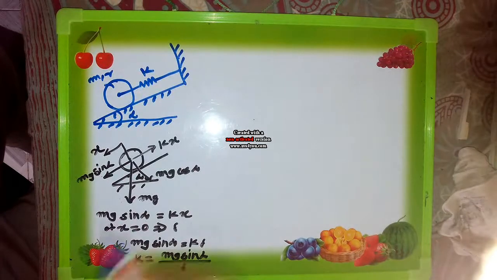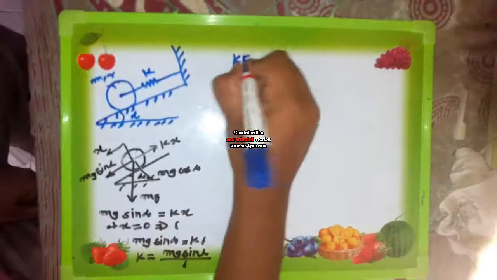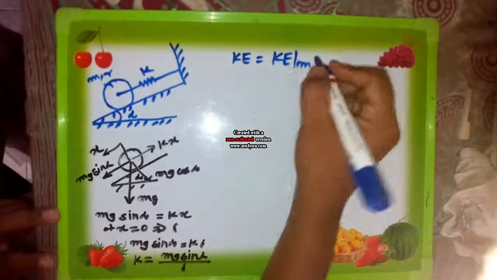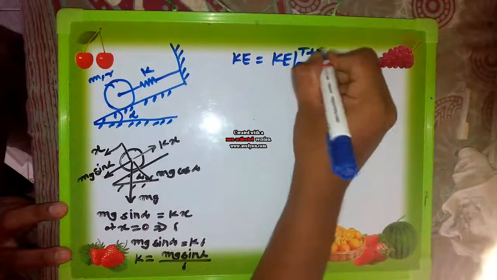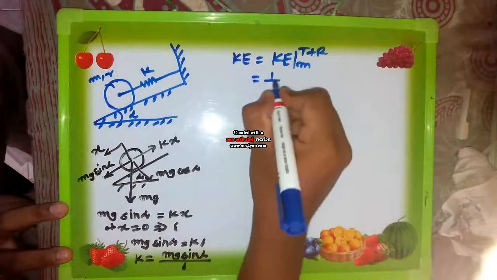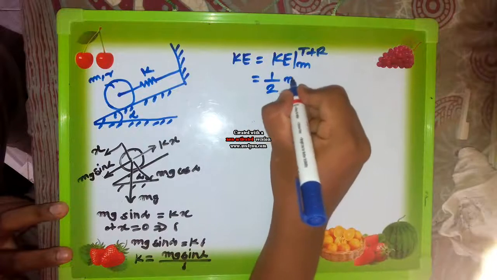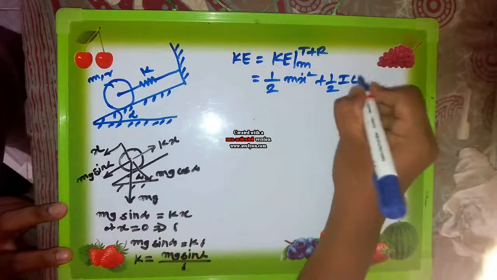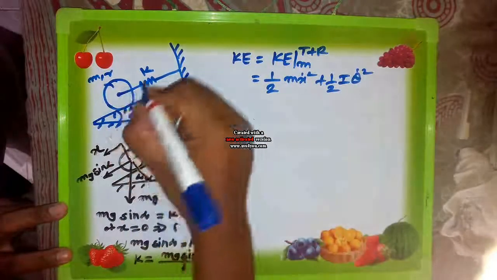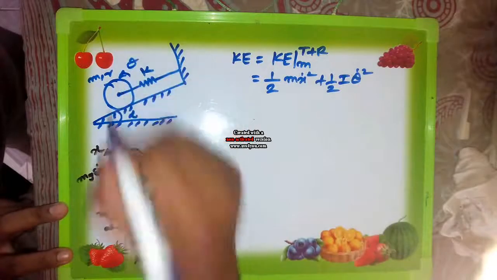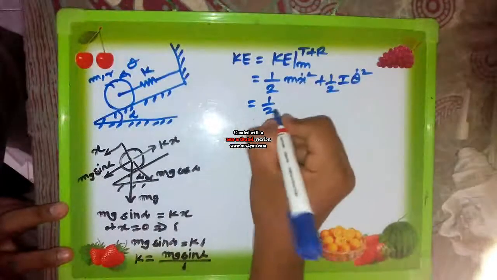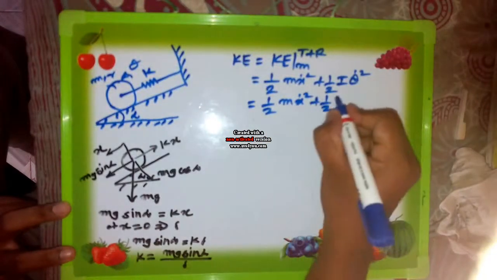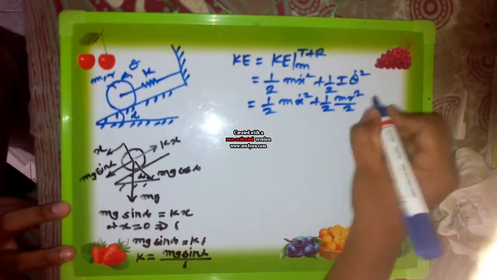So first of all, write down the kinetic energy of the system. The kinetic energy of the system is equal to the kinetic energy of the mass m of translational type plus rotational type, which is equal to 1 half m into x dot square plus 1 half into I into theta dot square. Let theta be the angular displacement of this mass. So I can write 1 half into mass m into x dot square plus 1 half into m r squared by 2 into theta dot squared.